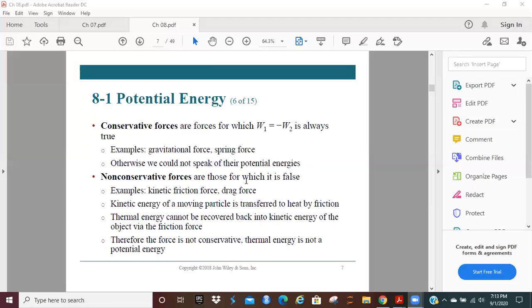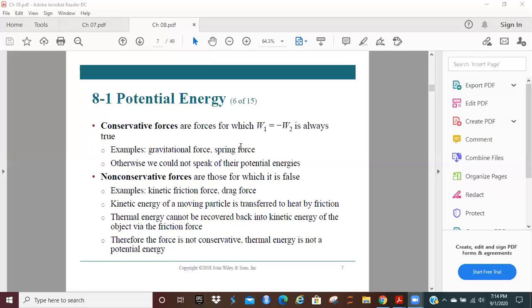Not all forces are conservative, in which the work done in one part is equal to minus the work done in the other part. Kinetic friction is one of those. Drag force is another. Kinetic energy of a moving particle is transferred to heat by friction. Thermal energy cannot be recovered back into kinetic energy of the object via the friction force. Therefore, the force is not conservative. Thermal energy is not the same as potential energy.